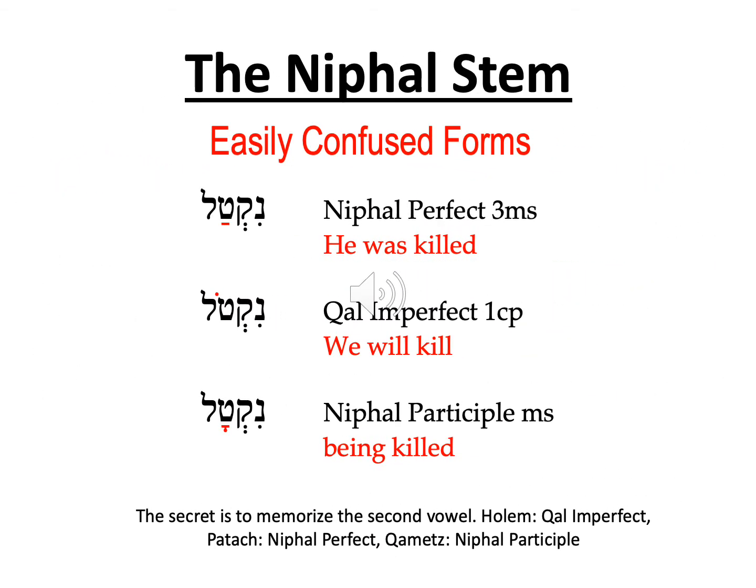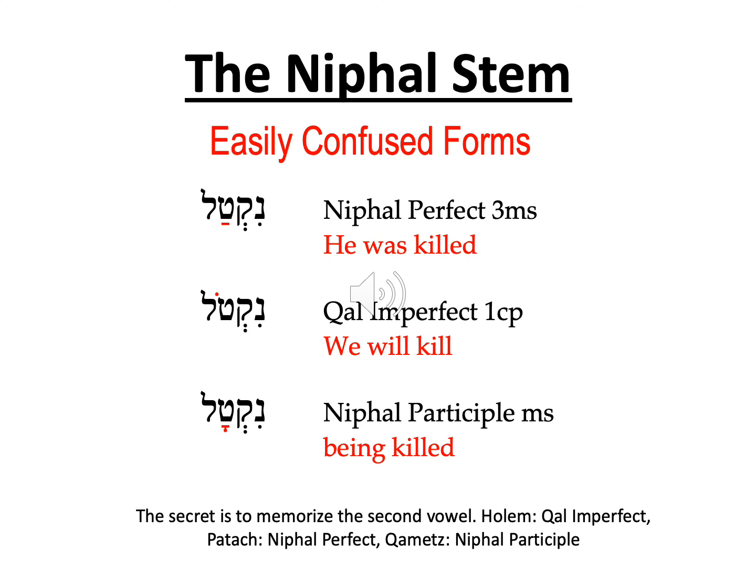Here are some potentially confused forms. The Niphal perfect 3ms is niqtal. The Qal imperfect 1cp also has a nun prefix, although you will notice it is niqtol, because yiqtol is the form of the imperfect. The Niphal participle masculine singular is niqtal. However, you will notice that the patach is lengthened to a qamets, which is a giveaway differentiating the Niphal perfect 3ms from the Niphal participle ms.